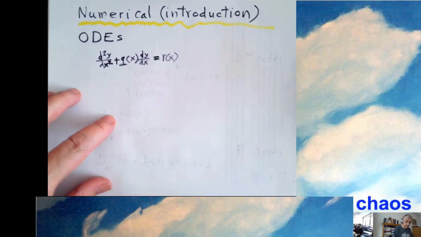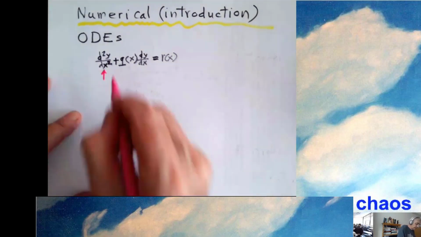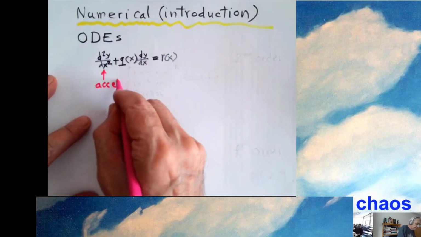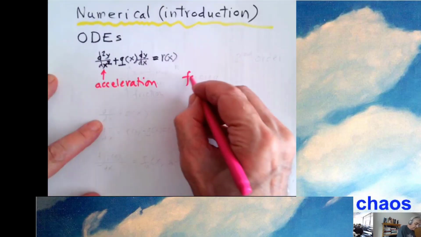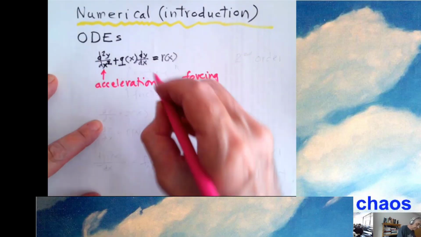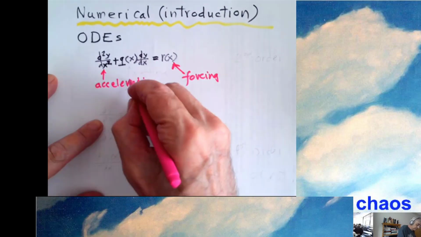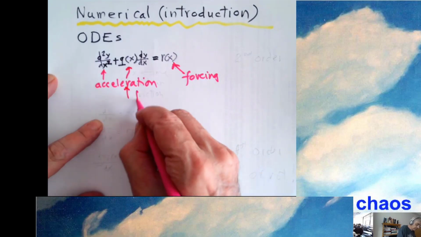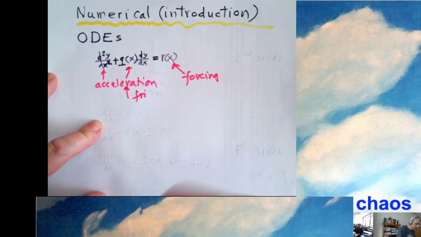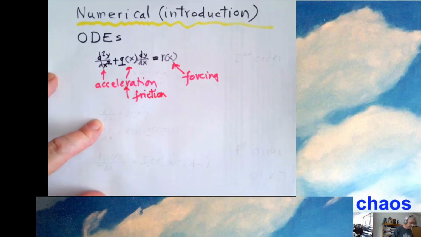So there is some law. And usually this has meaning. So this is an acceleration. This is forcing. And this is some kind of friction. Maybe variable, I turn it off, I turn it on. I heat up the fluid, I freeze the fluid, so it's honey, so it's fluid and not fluid, it's gooey.